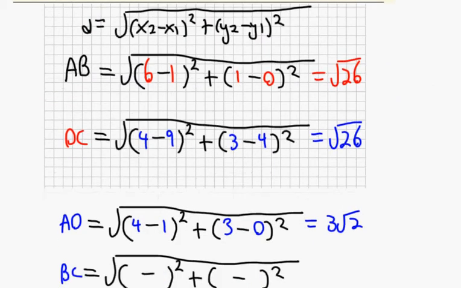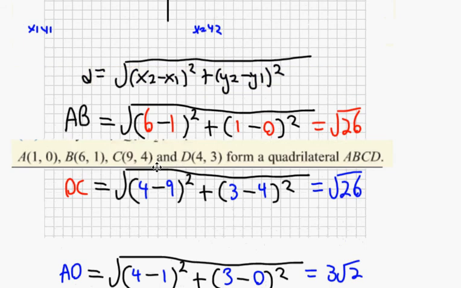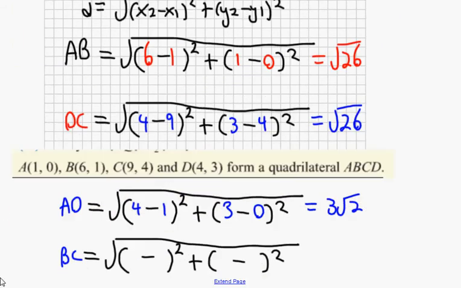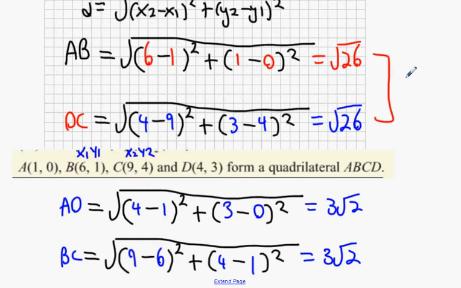Okay, I'm just going to drag this down a bit further. So what is BC then? x1, y1, x2, y2, 9 minus 6 and 4 minus 1, and what happens there? Same thing, is it? 3 root 2. Are the opposite sides equal in measure? These two are equal, and then the other two are equal. So yes, opposite sides are equal in measure. We're good with that. Okay.